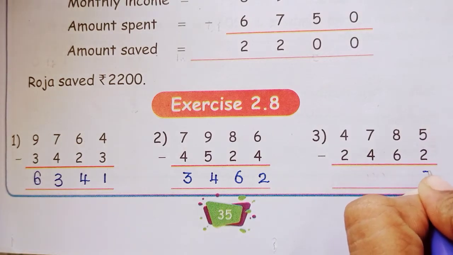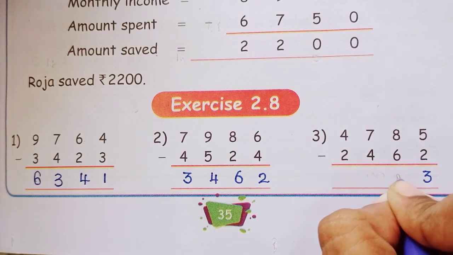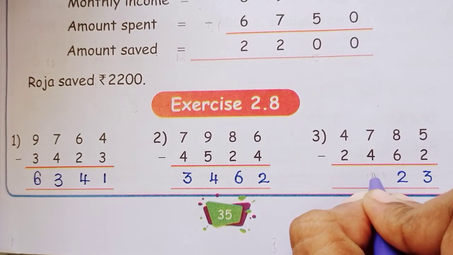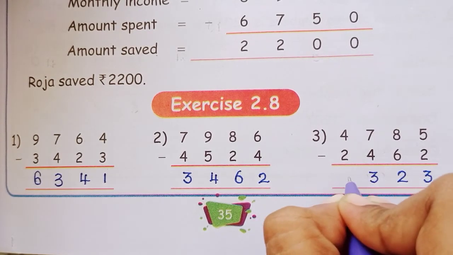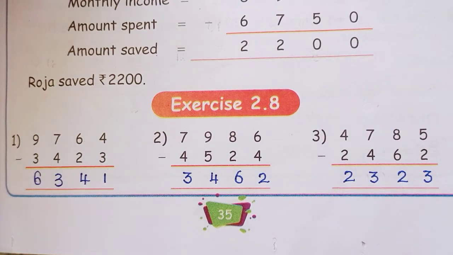5 minus 2, 3. 8 minus 6, 2. 7 minus 4, 3. 4 minus 2, 2. So the answer is 2323.